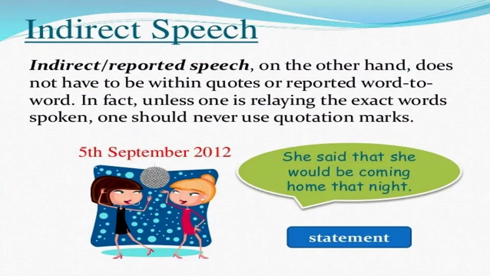Let's recall what is indirect speech. Indirect speech, or reported speech, on the other hand, does not have to be within quotes or reported word for word. In fact, unless one is relying on the exact words spoken, one should never use quotation marks. For example, she said that she would be coming home that night.